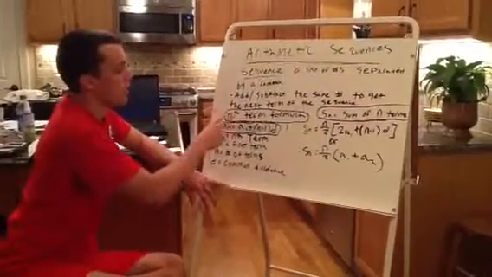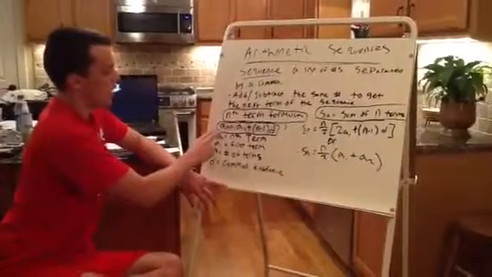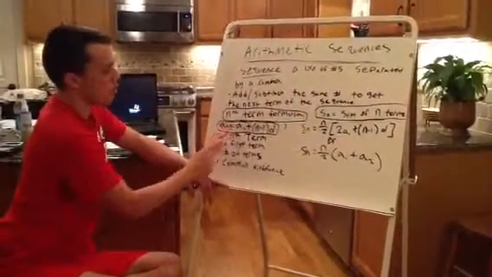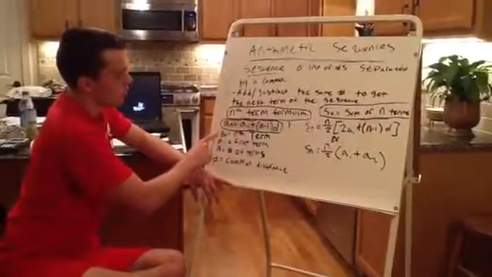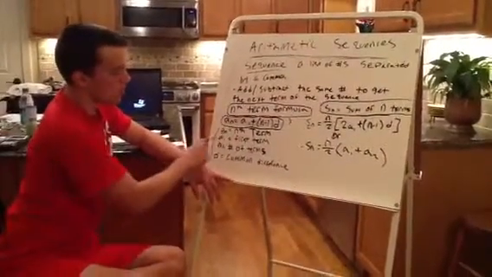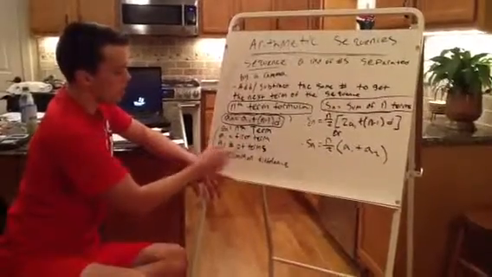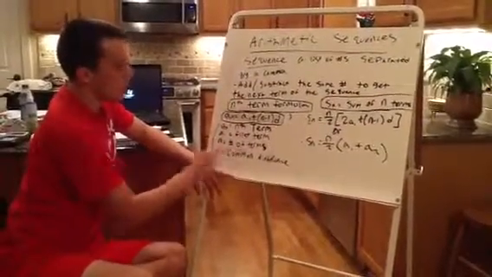The first one is the nth term formula, and that is a sub n equals a sub 1 plus parentheses n minus 1 times d. And what those stand for is a sub n is the nth term, a sub 1 is the first term, n equals the number of terms, and d is the common difference.